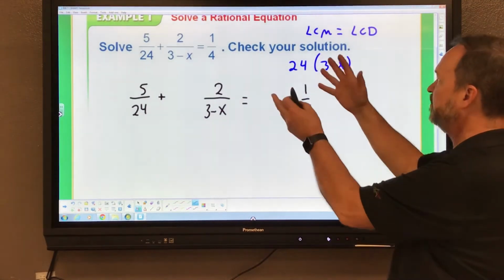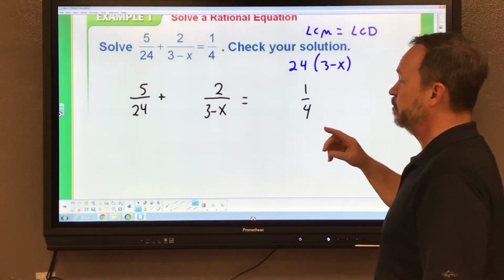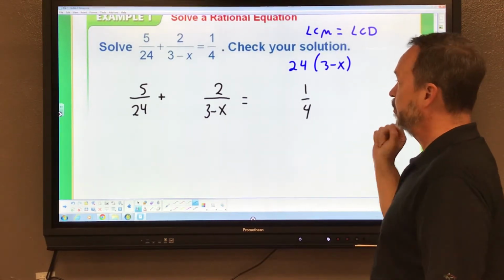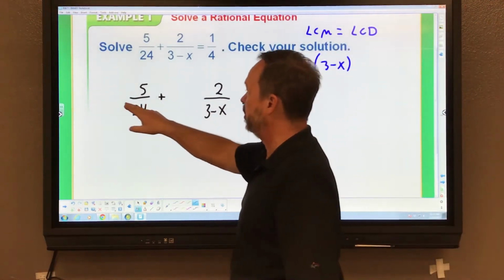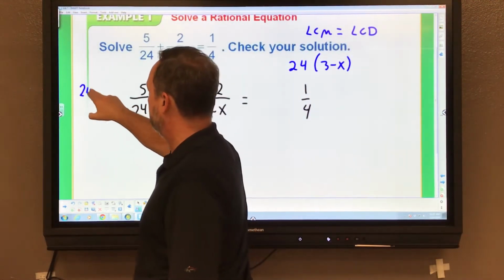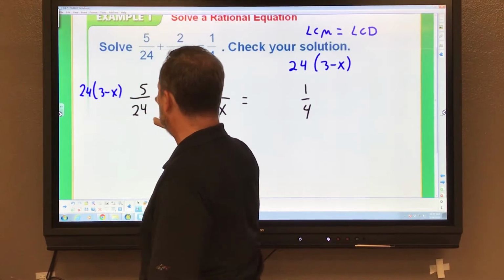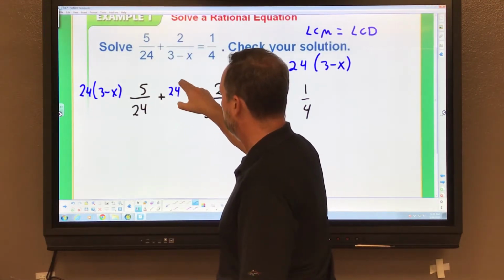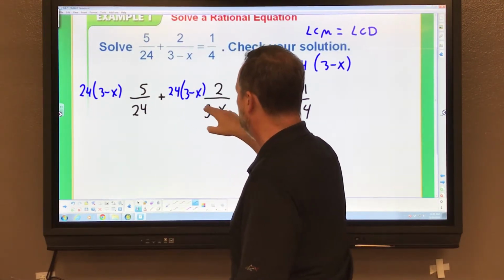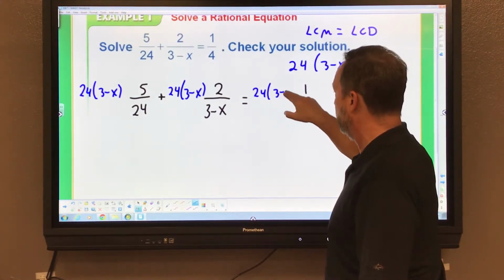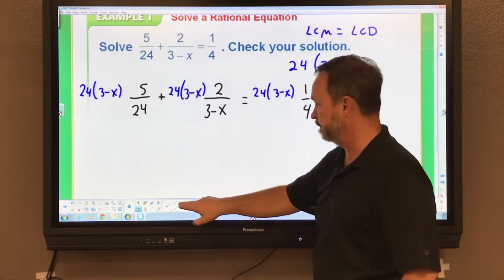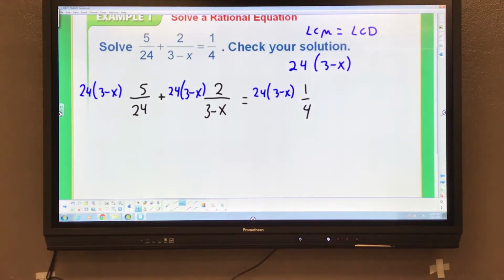So I've got the same stuff I had originally, but I said that I'm going to make the fractions disappear by multiplying by the least common denominator. That's that guy. So what I'm going to do here is multiply by 24 times 3 minus x. Everybody gets the 24 times 3 minus x. That's how we did it in Algebra 1 with simpler things, and that's how we've got to do it here with more difficult things. So everybody gets multiplied by the least common denominator.